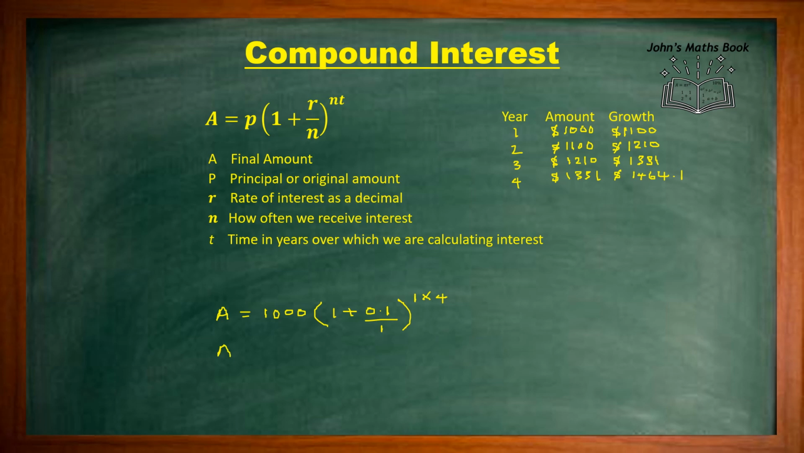So A is equal to 1,000. We do our brackets first. So 1 plus 0.1 divided by 1. Now 0.1 divided by 1 is 0.1. So 1 plus 0.1 is 1.1, to the power of 1 times 4, which is 4.